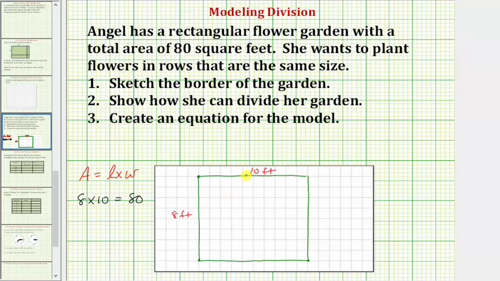Let's see now we make each row 2 feet wide. So we would divide the garden here, here, and here. Again, notice how each row does have the same size, but now we took the garden and divided it into 4 rows instead of 8, which means our equation now would be 80, the total area of the garden, divided by the number of rows, which is now 4, must equal the area of each row, which is 20.